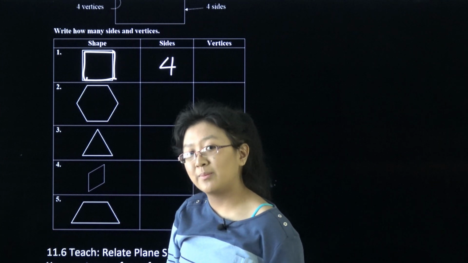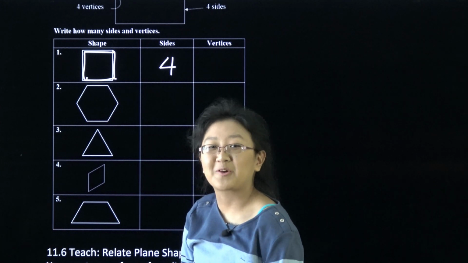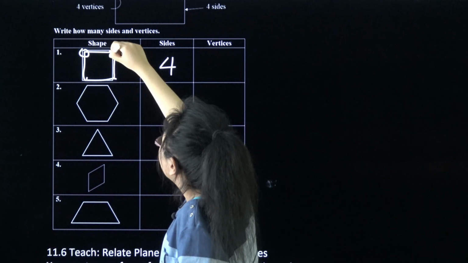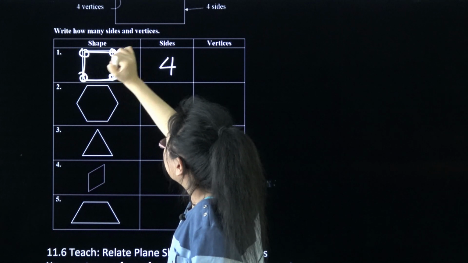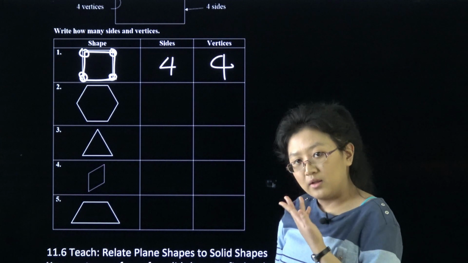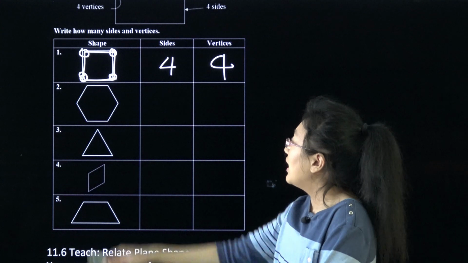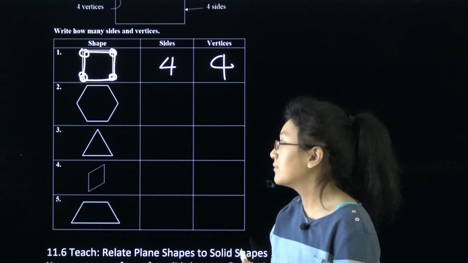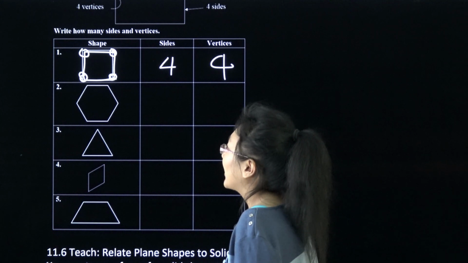If you've ever been in a room before, this is the amount of corners that you could actually hide in. 1, 2, 3, 4. So then there's 4 vertices. The concluding statement for this would be, in a square, there are 4 sides and 4 vertices. Done. Now we move on to the hexagon.